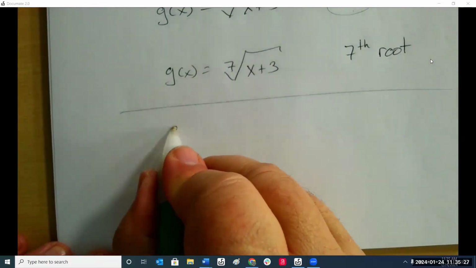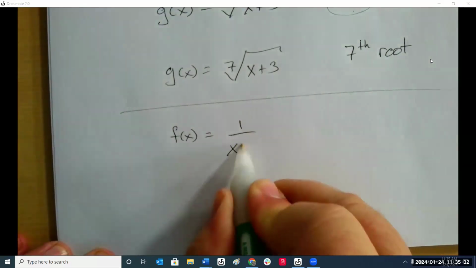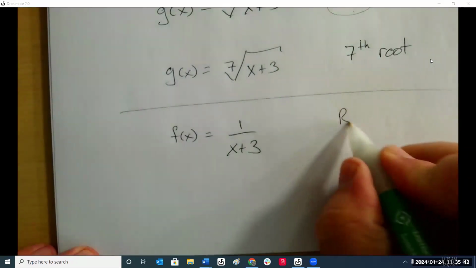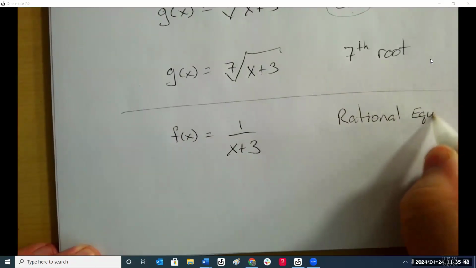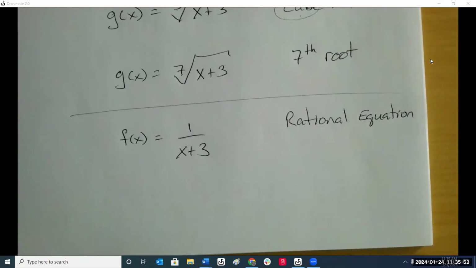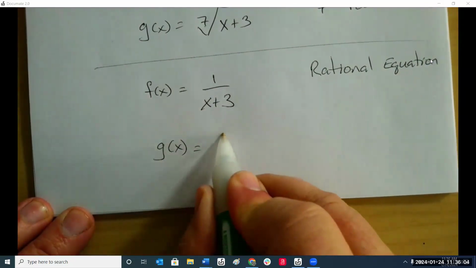How about this? This is an irrational equation, but it's got a different name. Because rational equations can also look like this.